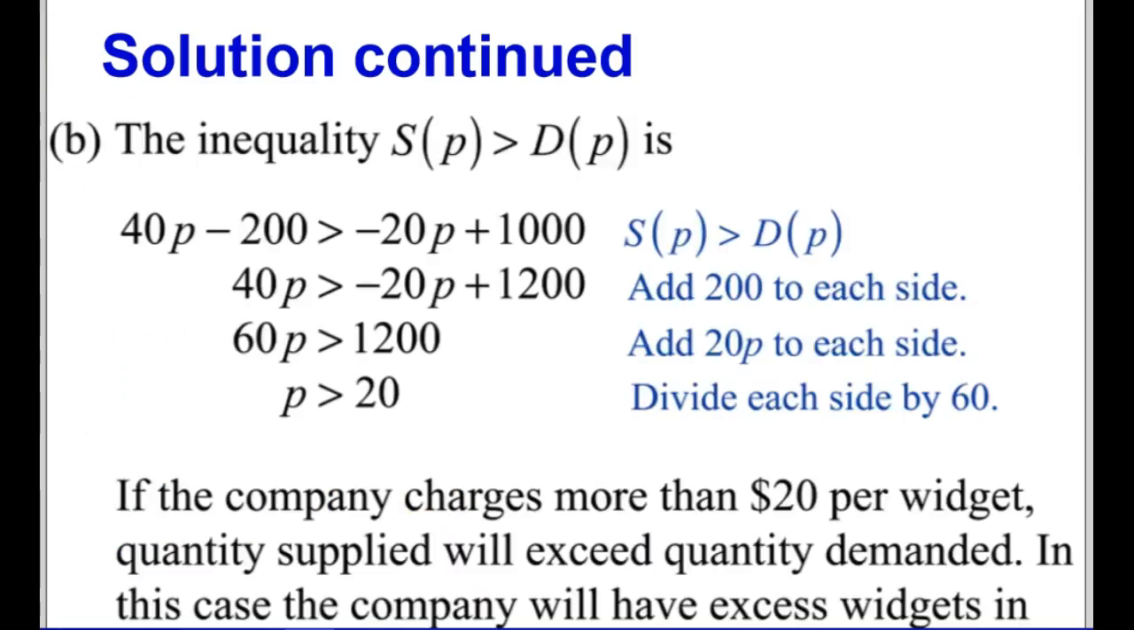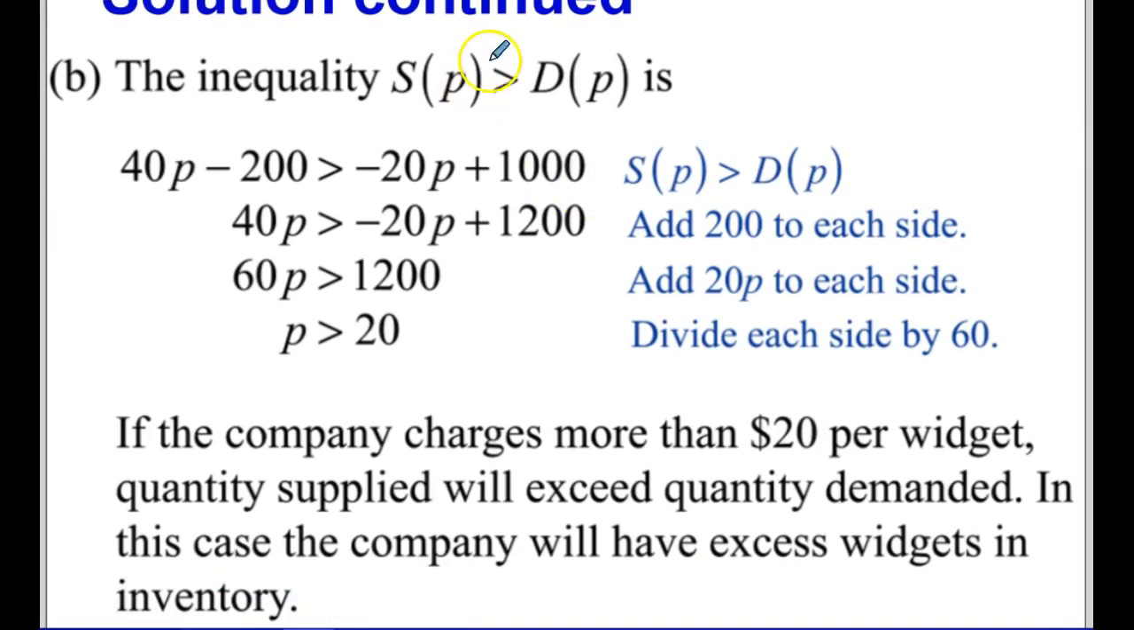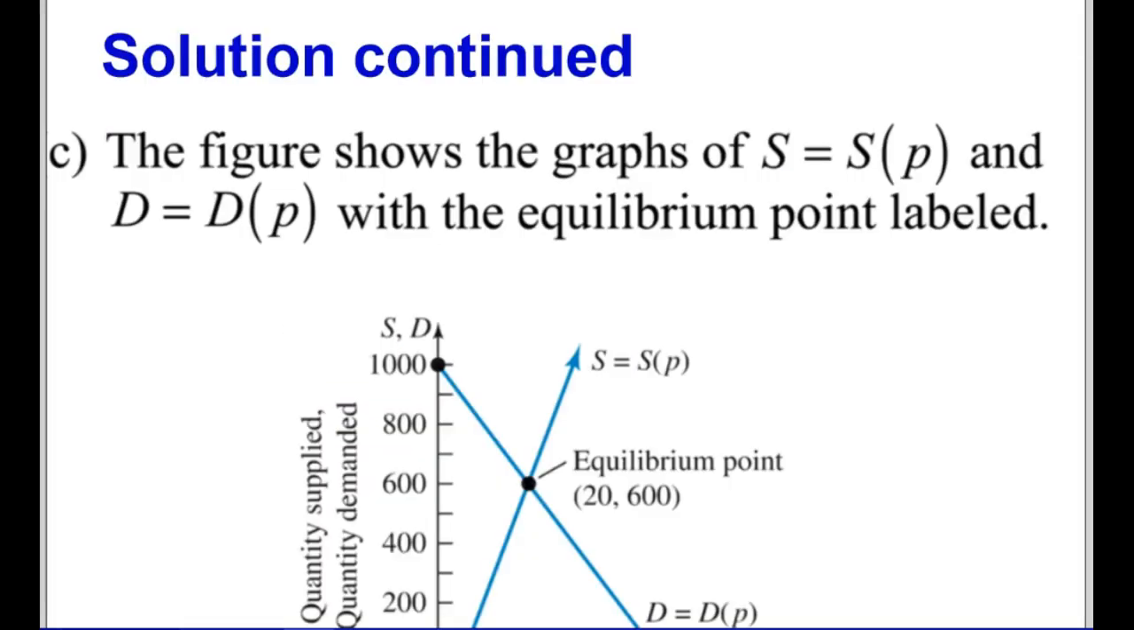Okay. So we were also asked, when does my supply get greater than demand? Okay. So again, I can set these two using my inequality symbol and solve for my p as well. So if the company charges more than $20 per widget, they will have more supply than they need. Okay, so that's how they can look at that too.